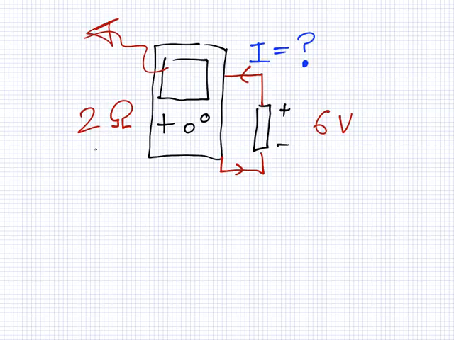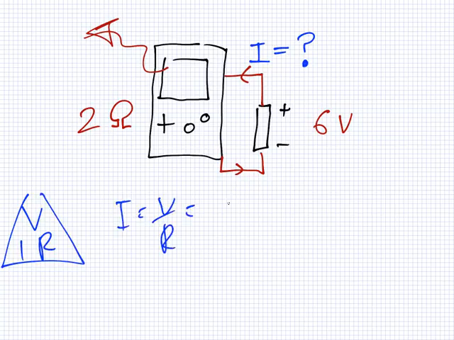Is it going to be 3? Let's have a look. V equals I R, so I is V over R. The V is 6 and the R is 2. So yeah, 3 amps is the current then. So that's okay.